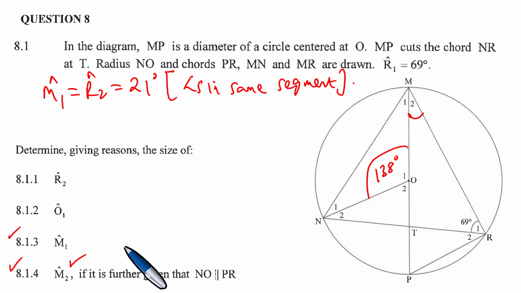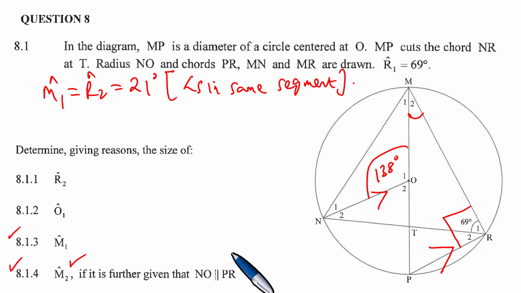We find O2, right? And then O2 is 180 minus 138, which gives us 42. That makes P 42 because NO and PR are parallel, since it's given to us. Good. So P is also equal to 42. Then in order to find M2, you say 180 minus 90 minus 42.